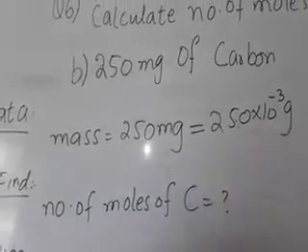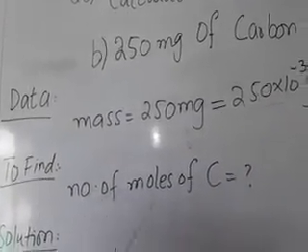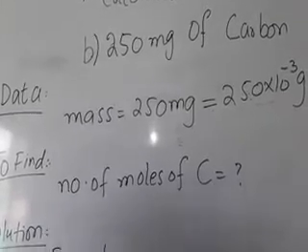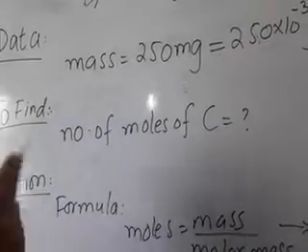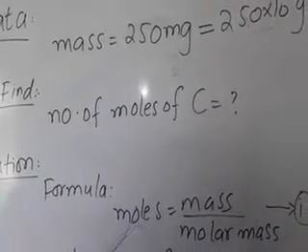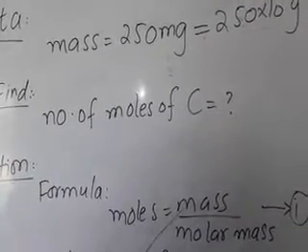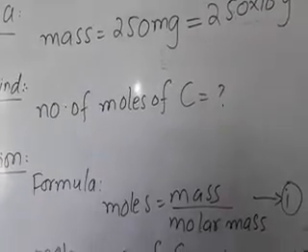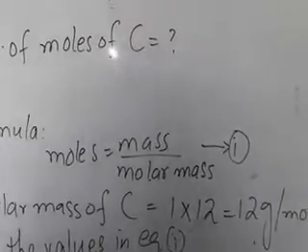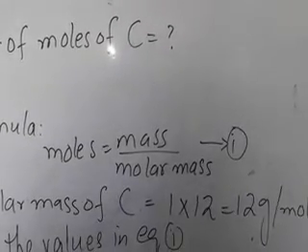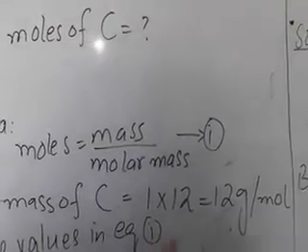To find is number of moles of carbon. Solution: its formula first, moles and mass as discussed. So again, obviously the moles formula: moles equals mass over molar mass. Calculating molar mass of carbon: the atomic mass of carbon is 12. For just one atom we are calculating, 12 grams per mole.